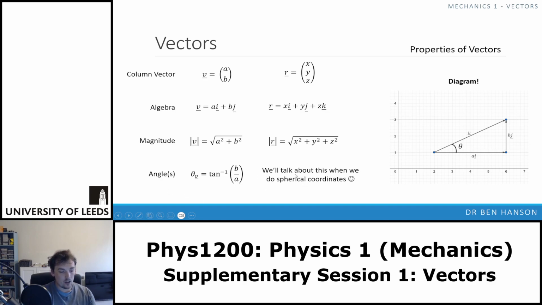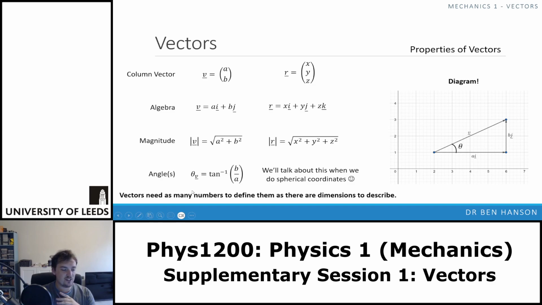Turns out that the angle in spherical coordinates or 3 dimensions is a bit more complicated. There are actually 2 angles that you need to do the same thing in 3 dimensions. So don't worry about that for now. Google spherical coordinates and look at the Wikipedia page if you really want. But we'll talk about this more explicitly when we do spherical coordinates, probably in quantum mechanics at some point.